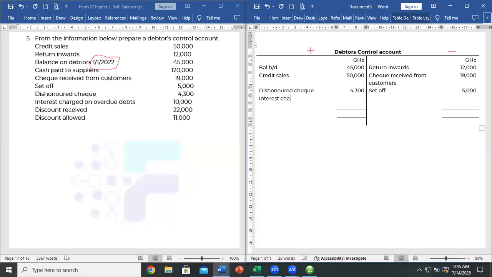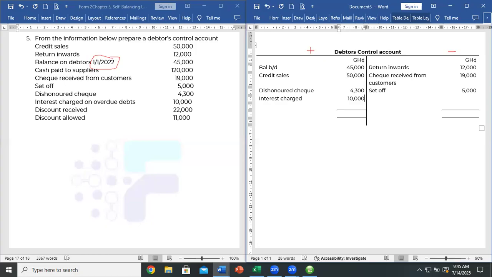Then we have discount received. Professors, I think you all agree with me that discount received does not affect debtors. It affects creditors. So that one will not come here. Discount allowed, on the other hand, affects your debtors and it reduces their balance. So that's 7,000. And that's all.